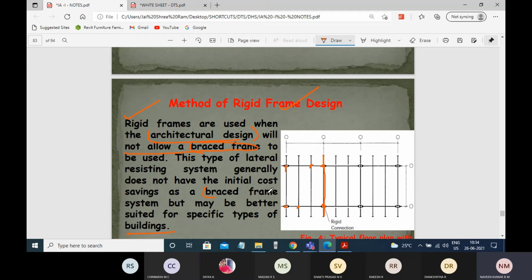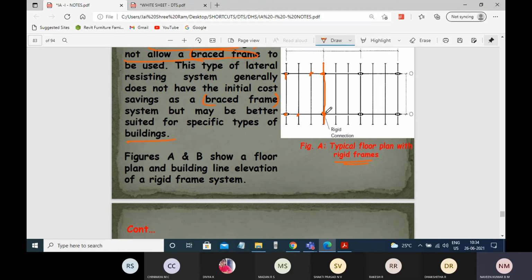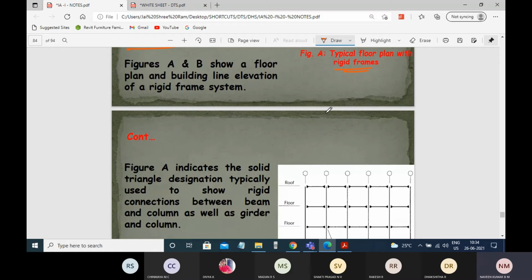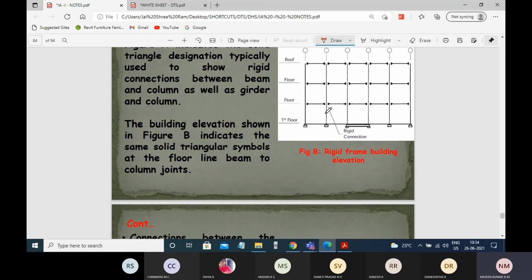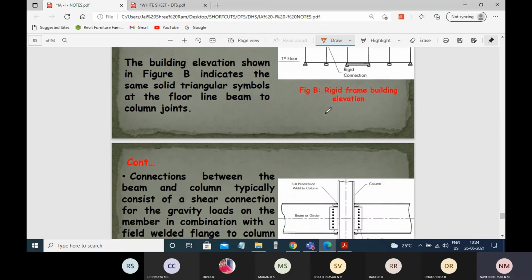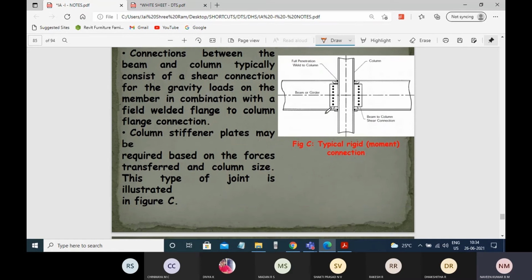So what will happen in case of braced frames? You can see in case of braced frames the sections are very small. Okay, so the sections are very small, meaning the size of the structural components is very small when compared to the sizes of the structural components in case of rigid frames. Okay, so that is one reason. And these are all the typical connections.